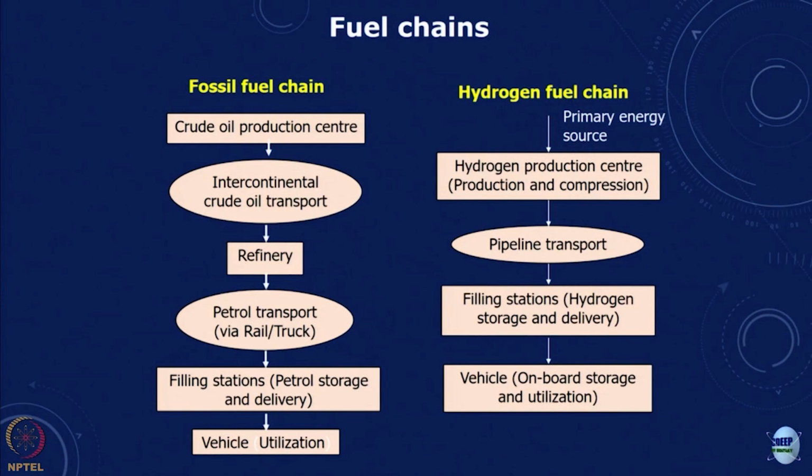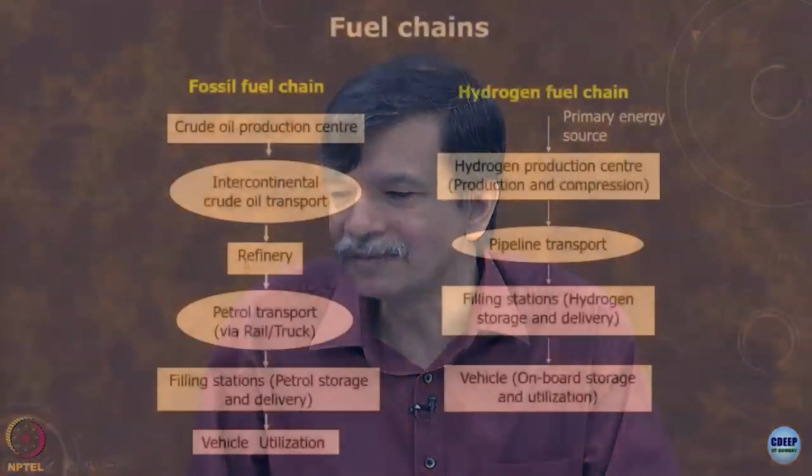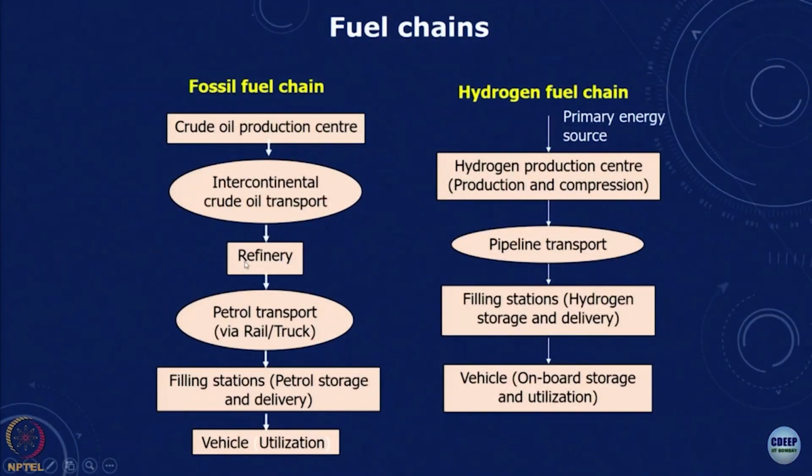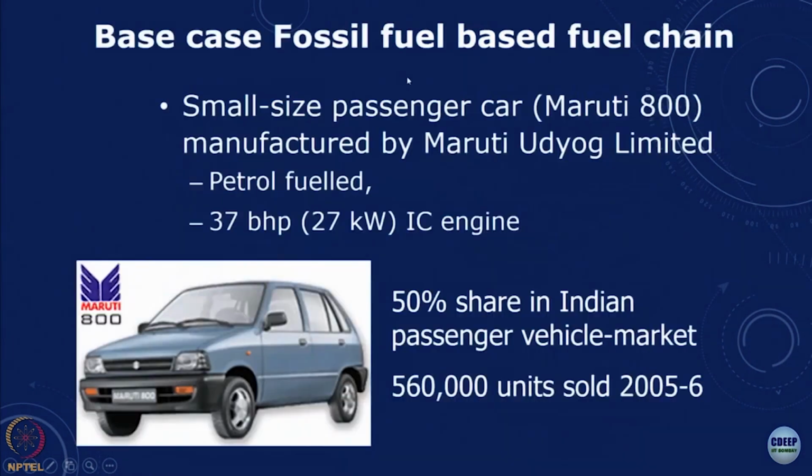Now let us look at the option for hydrogen vehicles as compared to IC engine vehicles. If we look at the chain, you have the vehicle, the petrol filling stations, the petrol transport, the refinery, transport and crude oil production, and that's the fossil fuel chain. The hydrogen chain will be vehicle, filling station, hydrogen storage and delivery, the pipeline transport, hydrogen production center, and the primary energy source that we have.